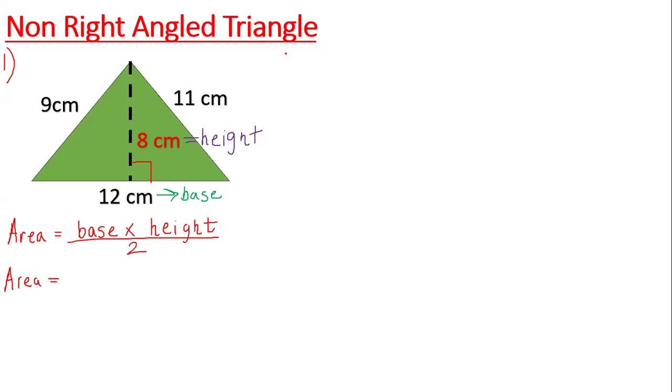Someone asked, how did we get the 8? I was supposed to give you all the 8 in the beginning. So it's a part of the question. So the base is 12 centimeters, multiplied by the height. What is the height? The height is 8 centimeters. Very good. Divided by what? Divided by 2. Very good.